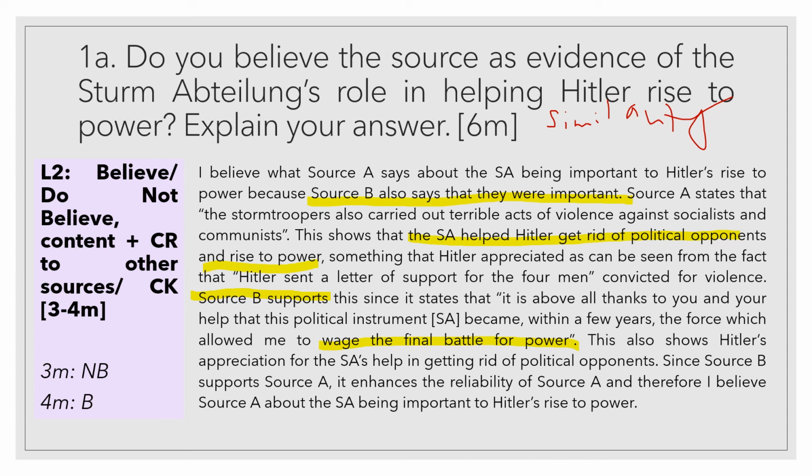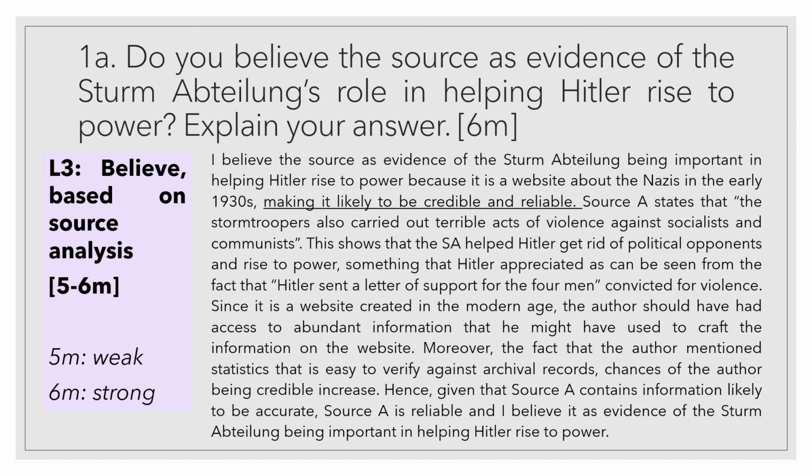That's what you can infer from what he says. And your final link back, again, you link back to reliability. Since source B supports source A, it enhances the reliability of source A, and therefore I believe source A about the SA being important to Hitler's rise to power. Now, this answer that I'm showing you on the screen right now is an answer based on source analysis. That means you analyze the provenance, and therefore you must always have details about the provenance in your answer.